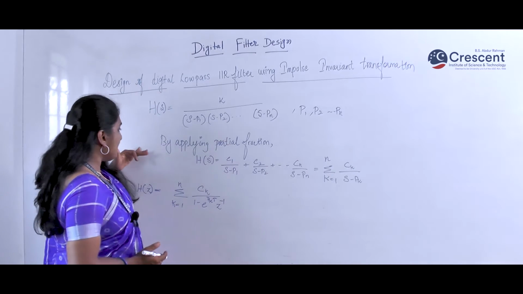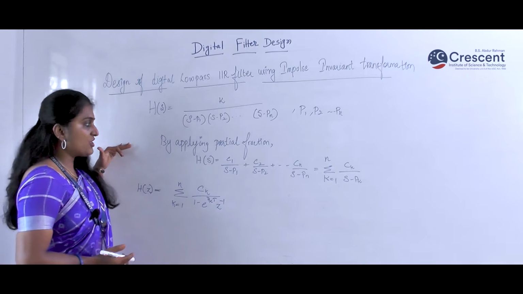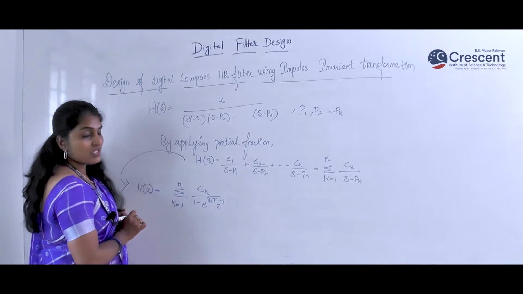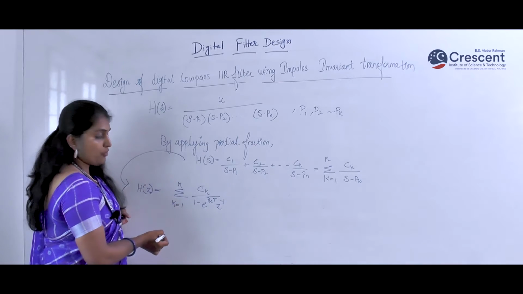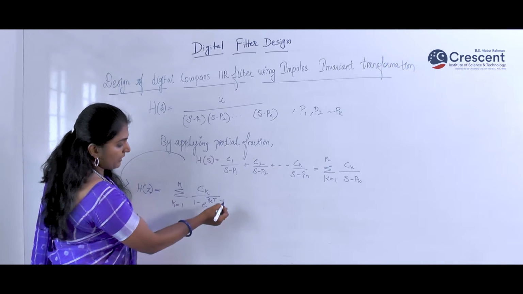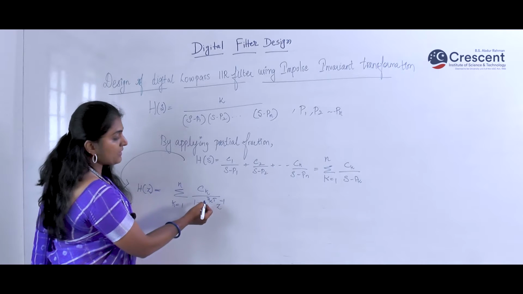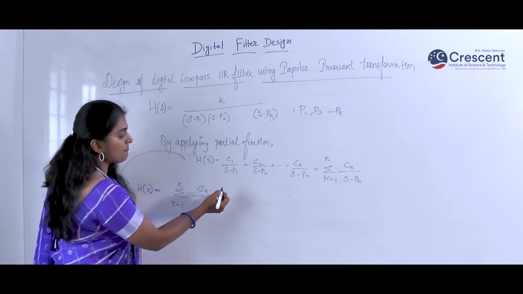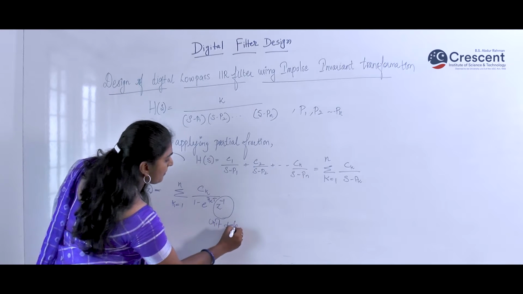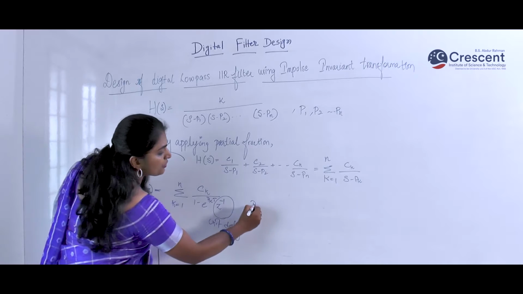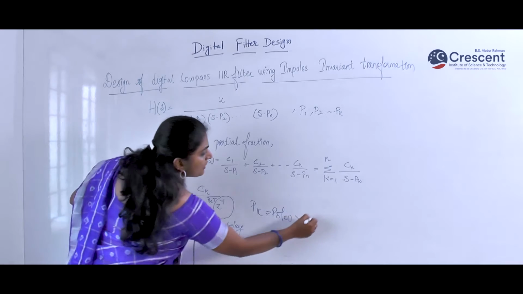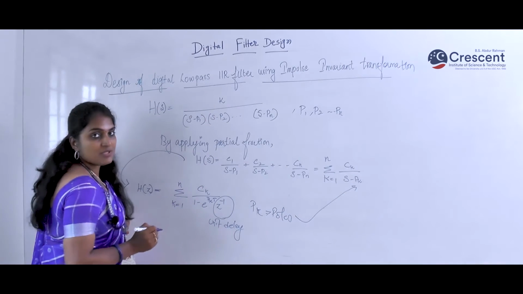By using the impulse invariant transformation, this H of S can be transformed into the digital transfer function H of Z, which can be represented in the format of summation k equal to 1 to n of Ck divided by 1 minus e to the power of Pk T into z to the power of minus 1. This z to the power of minus 1 is said to be a unit delay element, and Pk stands for the poles, and Ck is nothing but a constant value.